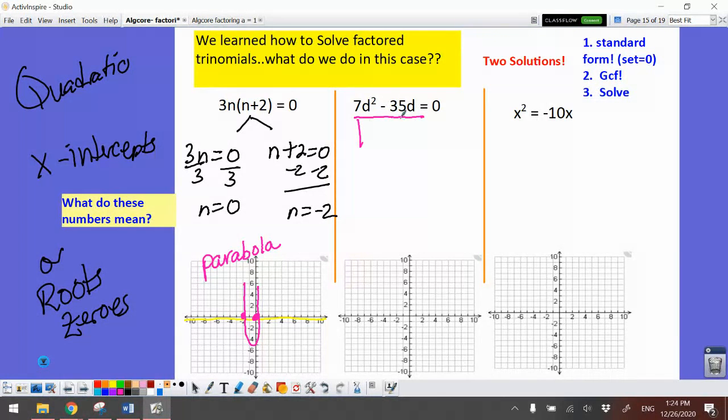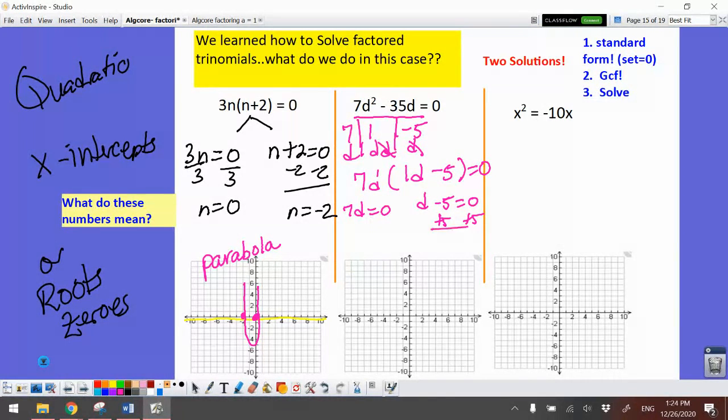So I see I can take out a 7. So 7 divided by 7 is 1. -35 divided by 7 is -5. Then I have 2 D's and 1 D, so I know I can take out a D. So I have 7D and I have D minus 5 equals 0. Okay, so solving, I have 7D equals 0 and D minus 5 equals 0. And I know that I have to add 5. So D is equal to 5.